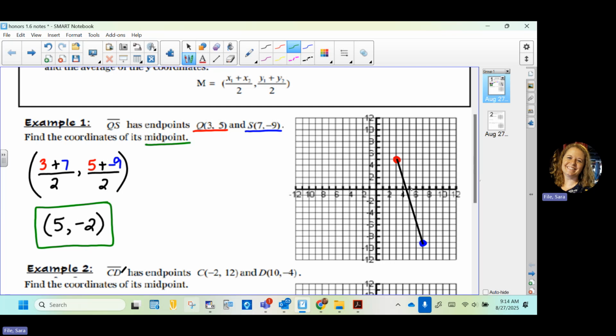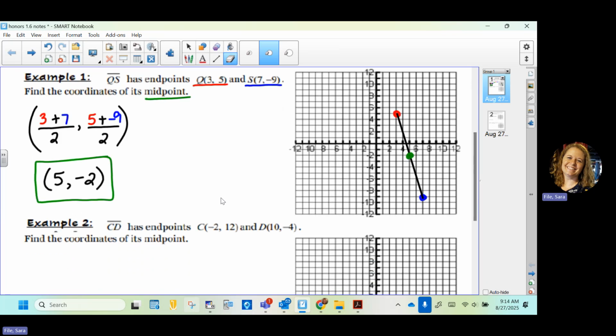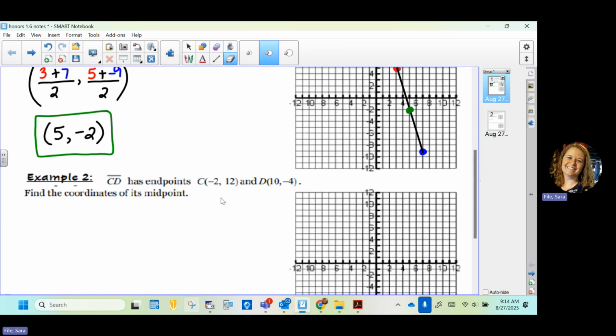So if we go plot that, make sure that it looks reasonable. Does that look like it's halfway? Yes. Sure does. Woohoo! That's easy, right? So easy. Good. Now, let's try again. Let's try example 2. CD has endpoints at -2, 12, and 10, -4. And we are looking for the coordinates of the midpoint.